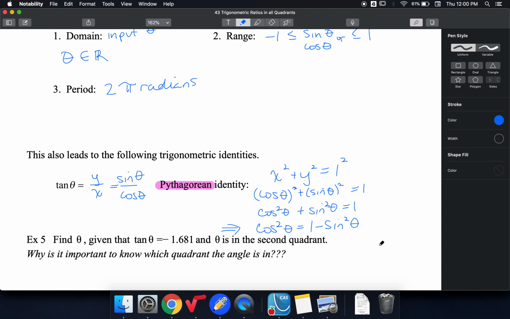So there's your introduction to the unit circle. We'll come back with some more examples in the next video.